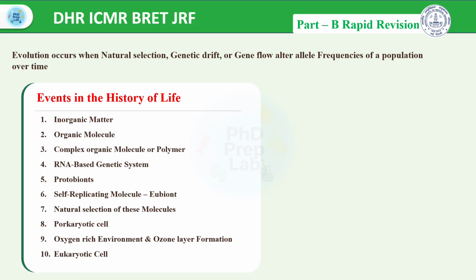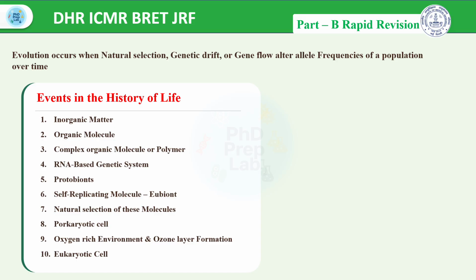So evolution basically occurs with time when natural selection, genetic drift, or gene flow alter the allele frequencies of a population over a given period of time. There is a series of events that gives you the history of life, how everything began. It all started with inorganic matter. Inorganic matter could be ammonia, water vapors, nitrogen, etc., whatever was present in the primitive conditions of the earth. Then this inorganic matter gave rise to organic molecules. Organic molecules are your amino acids, which are the building blocks of life.